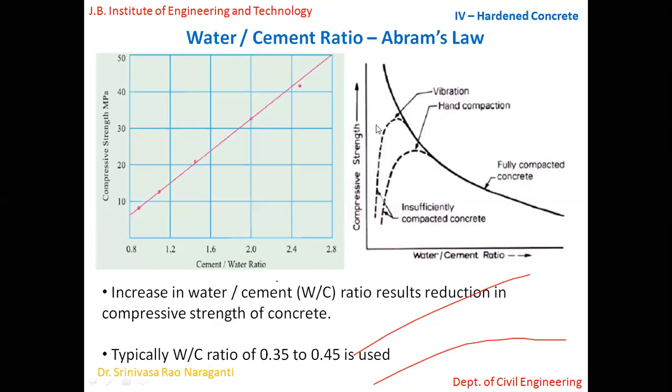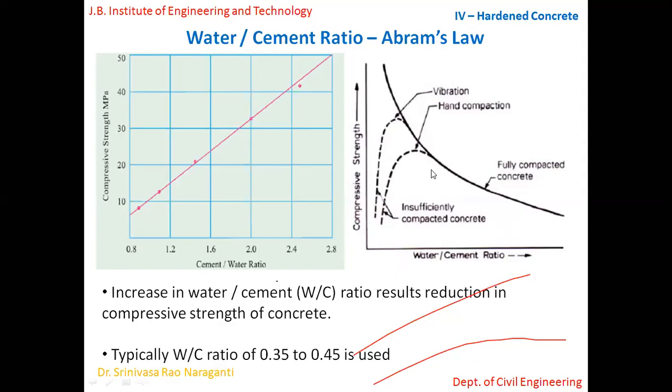If you look at the diagram for fully compacted concrete, as Abram's law said, the compressive strength is inversely proportional to water cement ratio, right? Then look at the graph here. This is fully compacted concrete. With more water cement ratio, there will be less strength. Here we have less water cement ratio, so we have more strength. The moment I increase the water cement ratio, I end up getting less compressive strength. This is the relation between water cement ratio and compressive strength. The solid line here says it is about fully compacted concrete.